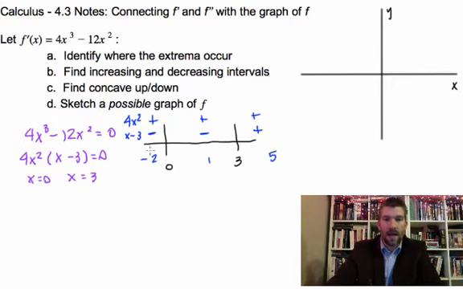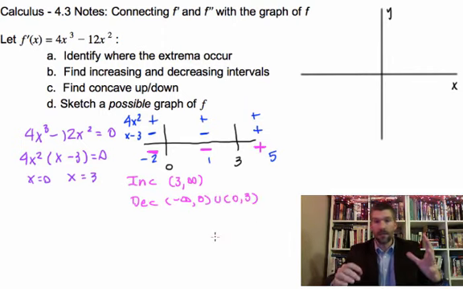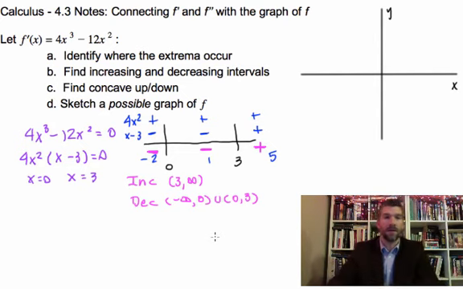I'm going to learn that my function is decreasing. Something happens at 0, it decreases again, and then it increases at 3. Now I can't draw my graph yet because I need concavity. So what are my increasing intervals? I increase from 3 to infinity, and I decrease from negative infinity to 0 and from 0 to 3. That's all I know. Now I don't know how it's decreasing. It could be doing a bunch of wacky stuff.